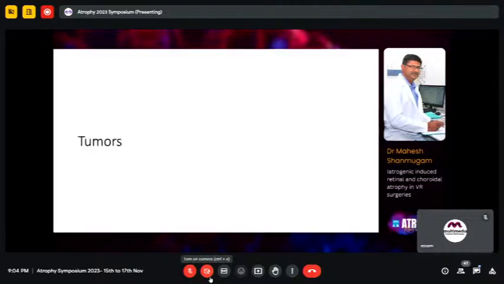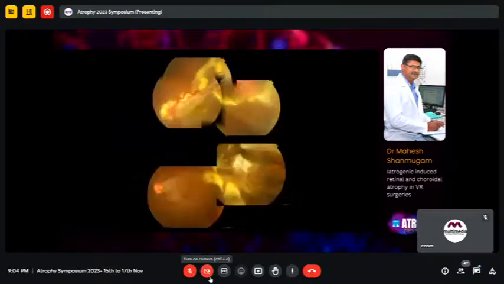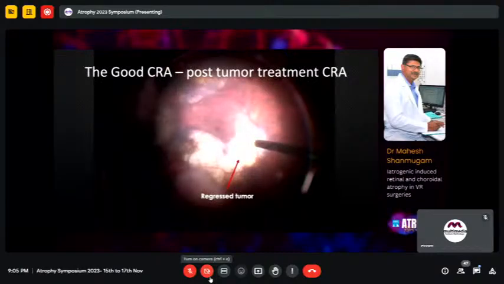Moving on to other examples of good choroidal atrophy, we do intentionally create choroidal atrophy in tumors to destroy them and thereby retain the vision and restore the vision. Here we can see the appearance post-operatively where the macula has gone back to its place and the patient's vision has improved despite extensive choroidal atrophy. We do intentionally create choroidal atrophy even if it involves the papillomacular bundle or is close to the macula in retinoblastoma, to destroy the tumor and save the eye and some vision in these children.